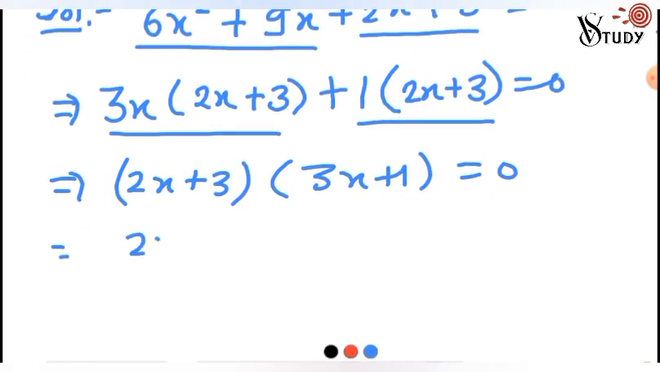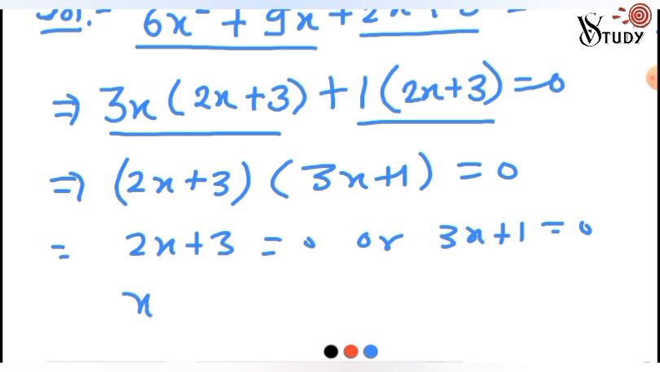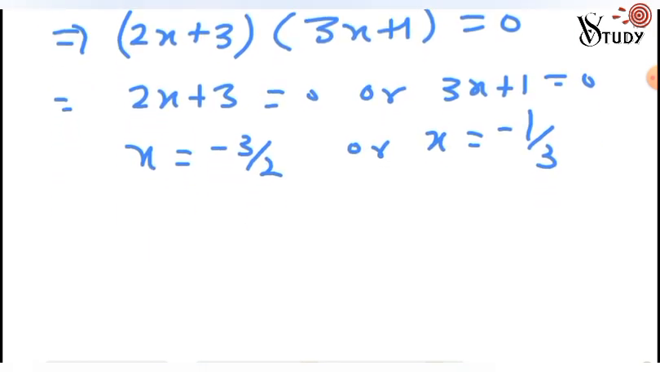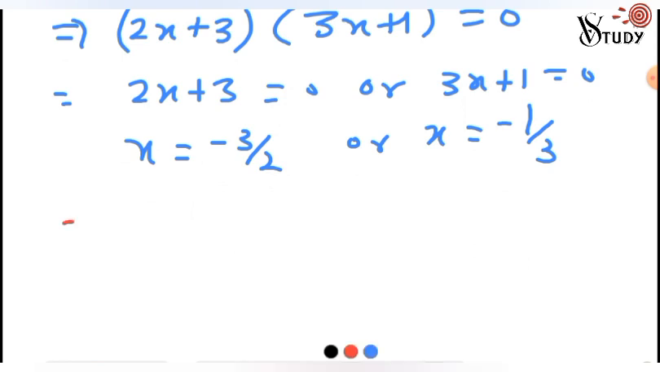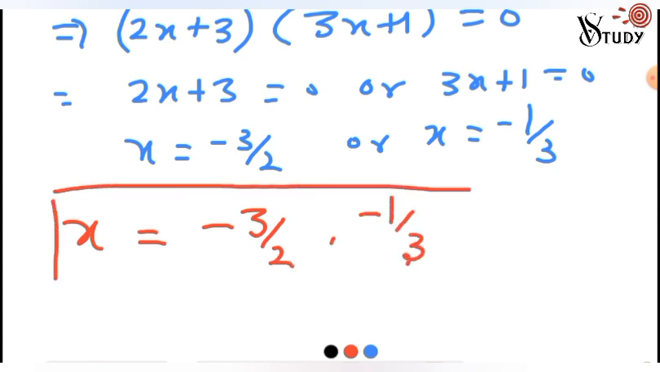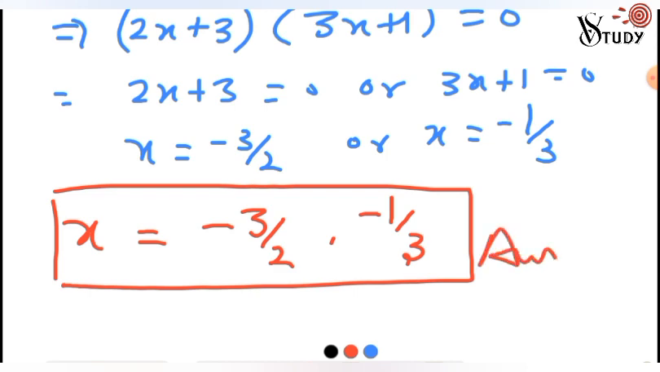Now put 2x plus 3 equal to 0 or 3x plus 1 is equal to 0. Now x is equal to negative 3 by 2 or x is equal to negative 1 by 3. So the final solution of this quadratic equation is x is equal to negative 3 by 2 or negative 1 by 3, or we can say that these are the roots or zeros of this quadratic equation.